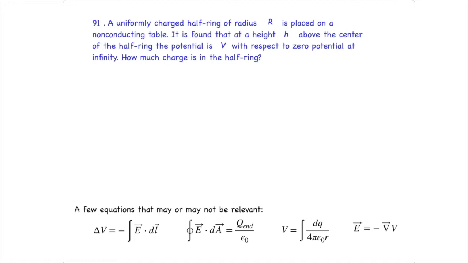Here's an example problem. Let's take a minute to read it. A uniformly charged half ring of radius r is placed on a non-conducting table. It's found that at a height h above the center of the half ring, the potential is V with respect to zero potential at infinity. How much charge is in the half ring? We're expected to solve this symbolically, that is, using variables rather than numerical values.